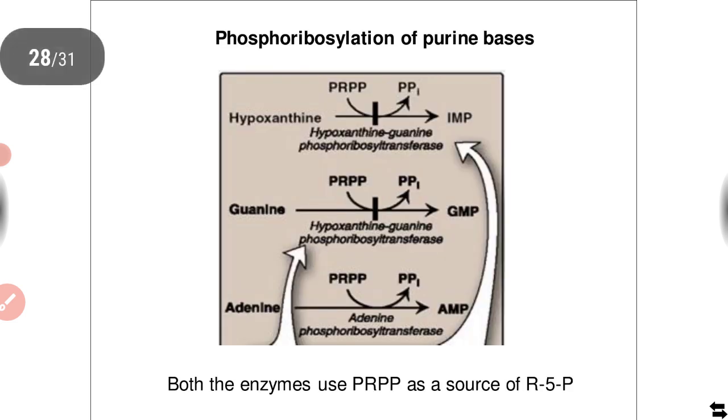Okay, so the enzymes in salvage pathway are adenine phosphoribosyl transferase, the APRT enzyme. So that will convert adenine to AMP, and GPRT or HPRT, a common enzyme that will convert guanine into GMP and hypoxanthine into IMP.